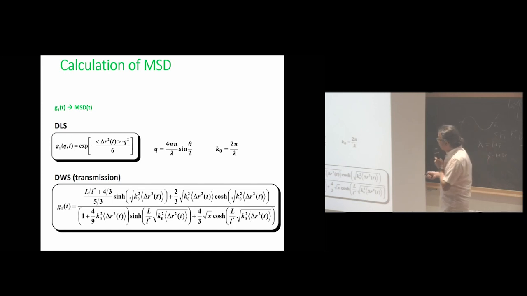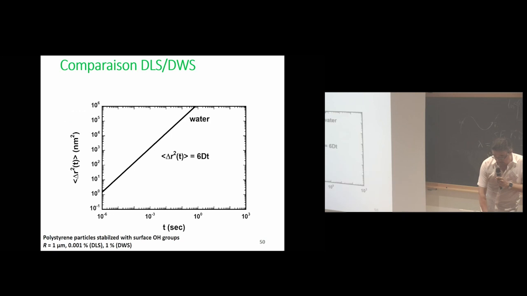So once you have the autocorrelation function, then you can convert it into mean square displacement. For DLS, single scattering, it's very simple. You just need to know the scattering vector Q. And for DWS, it's much more complex. We don't need to go into the detail, but you have the mean square displacement and the L star, and the k0, which has the information of the wavelength, like Q. Okay? So this equation we need to resolve numerically, but it's possible.